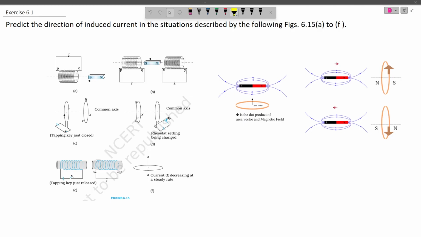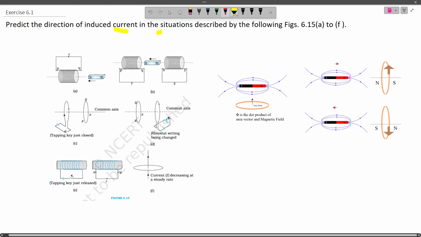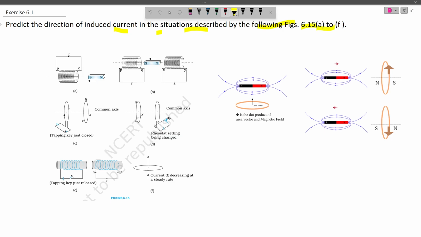The question says predict the direction of induced current in the situation described by figure 6.15, from A to F. Now there are 6 figures. In all these figures we have to find out the direction of induced current in the coil, upon either a moving magnet or a change in current in the nearby circuit.